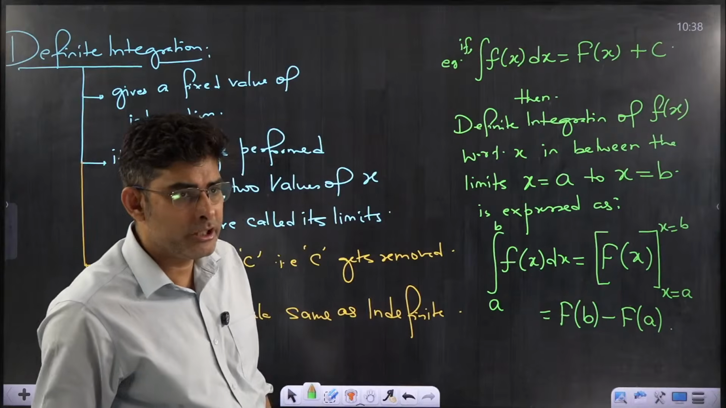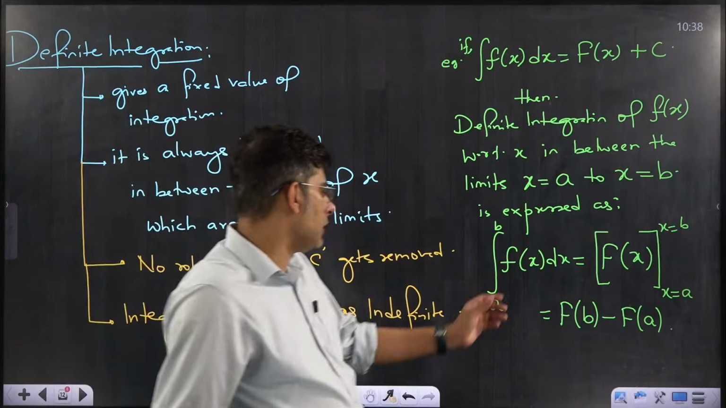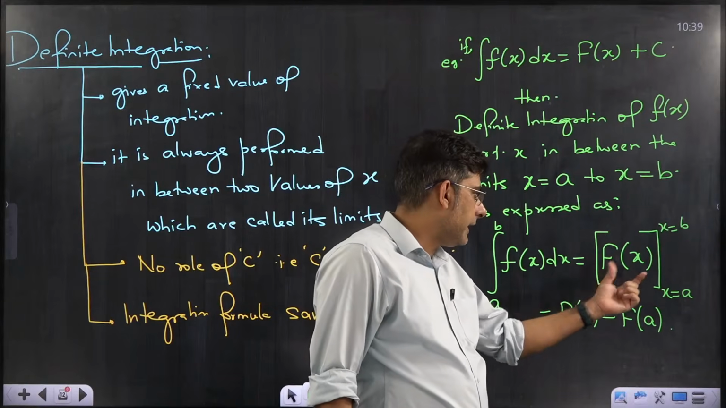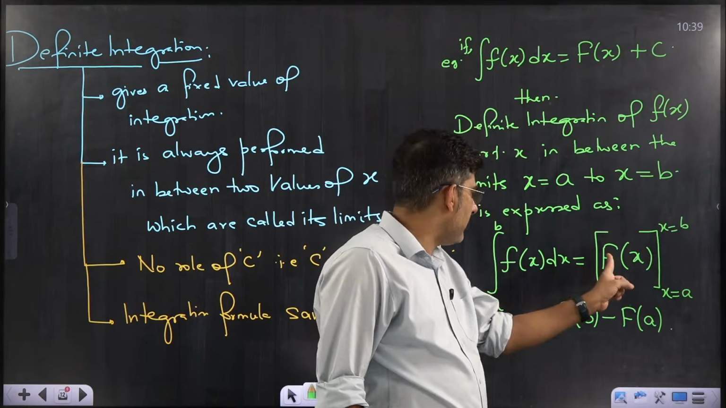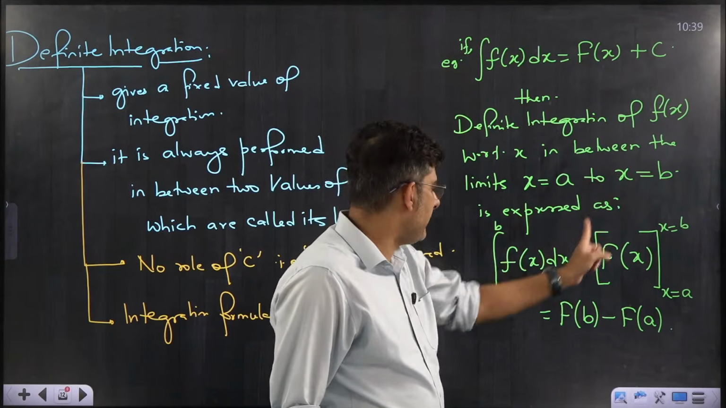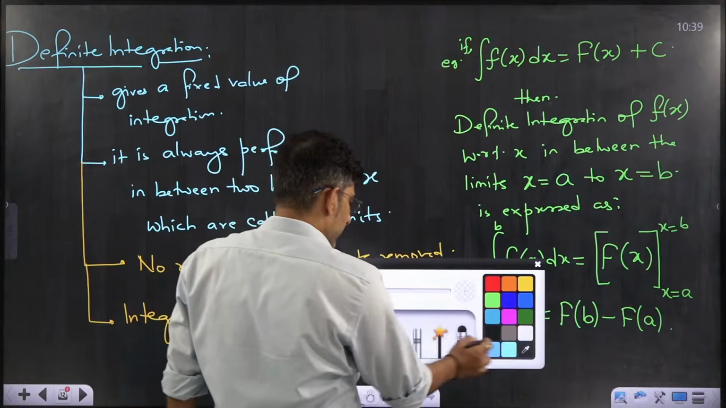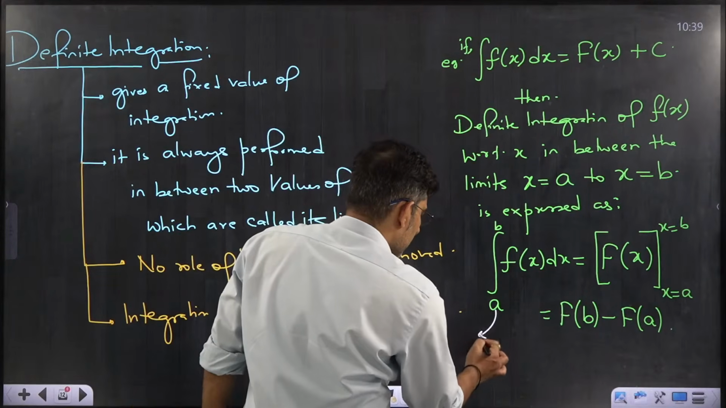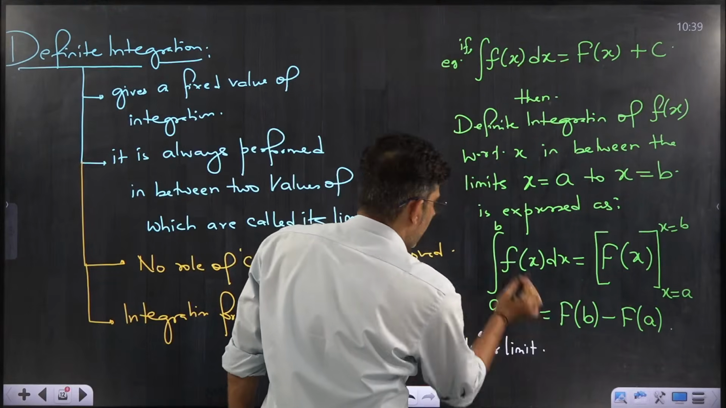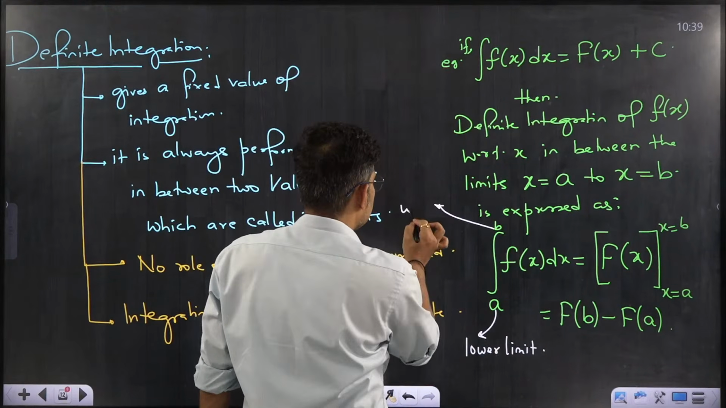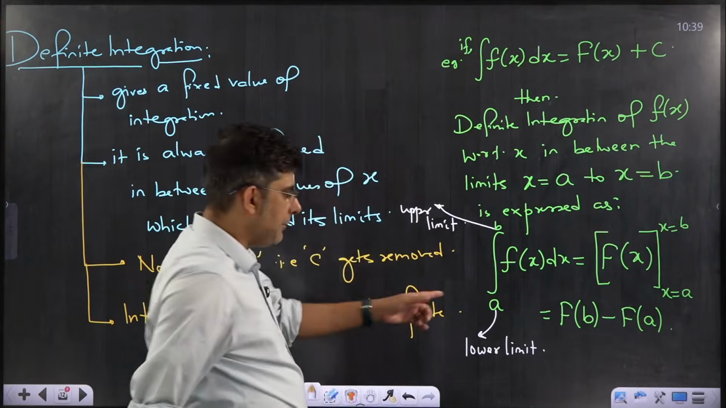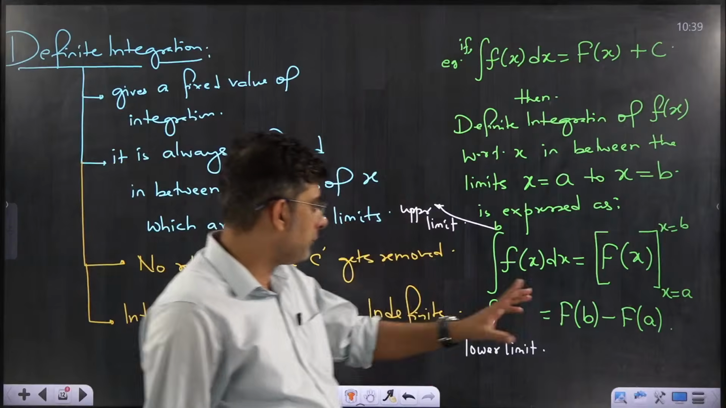So whatever function you got, you will integrate it first, then whatever final function you are getting, in that first put the upper limit, b. When you are integrating from a to b, b is called the upper limit, a is called the lower limit of integration. So this is the lower limit and this is the upper limit.